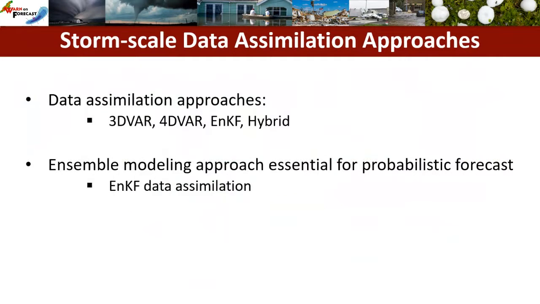There are several data assimilation techniques that are used for storm scale modeling. For example, the variational techniques like 3D-Var and 4D-Var, ensemble data assimilation approaches like the ensemble Kalman filter, and also a hybrid of these two methods. The ensemble Kalman filter approach is particularly useful because it naturally provides an ensemble. And as we all know, the ensemble modeling approach is essential for probabilistic guidance.